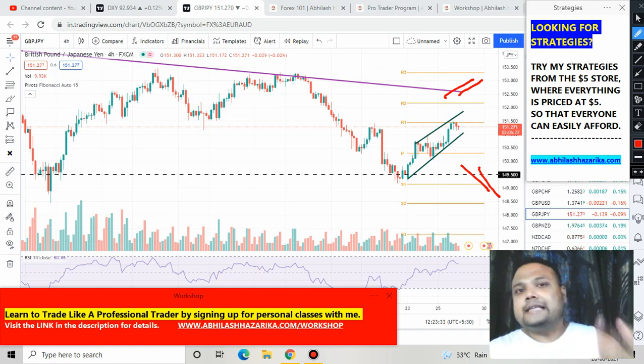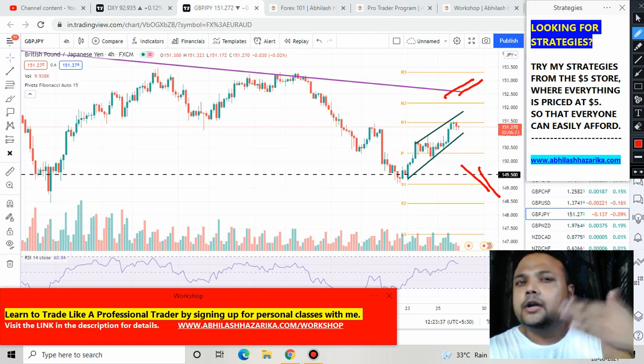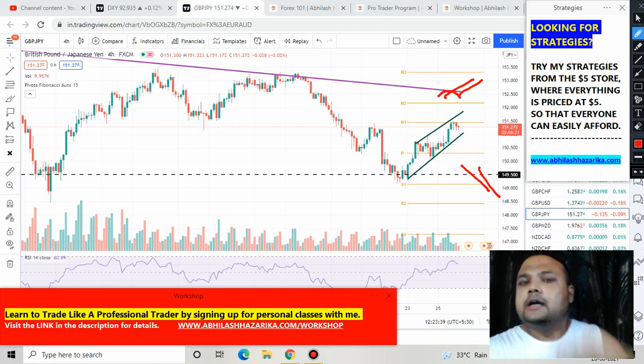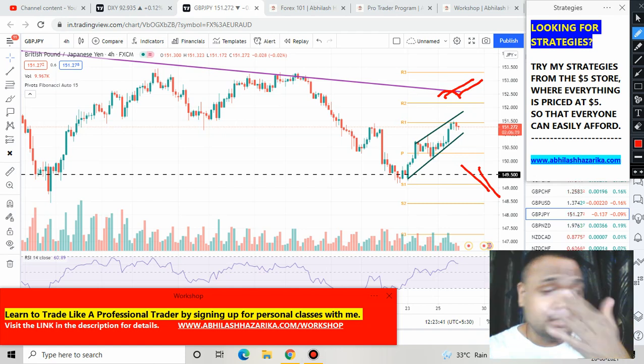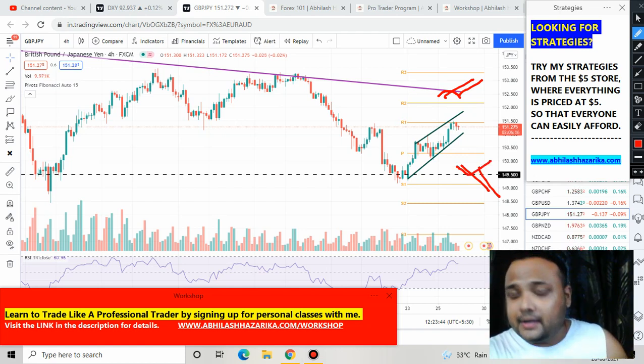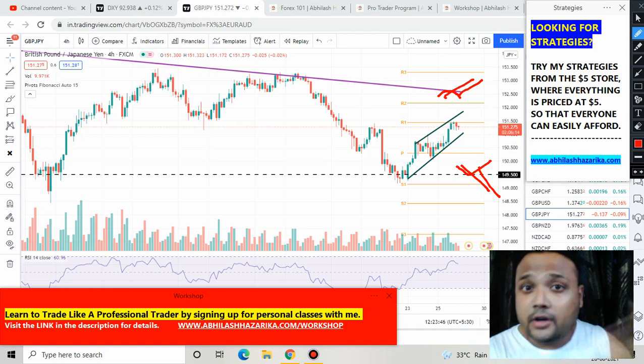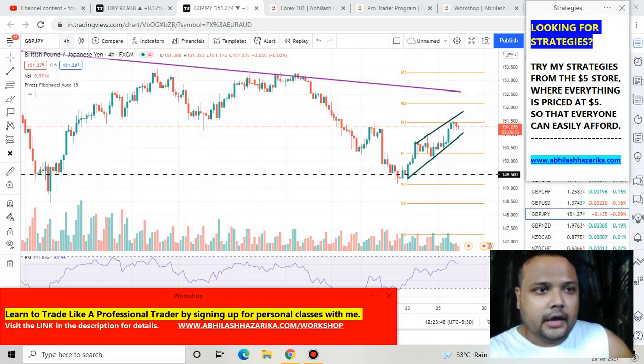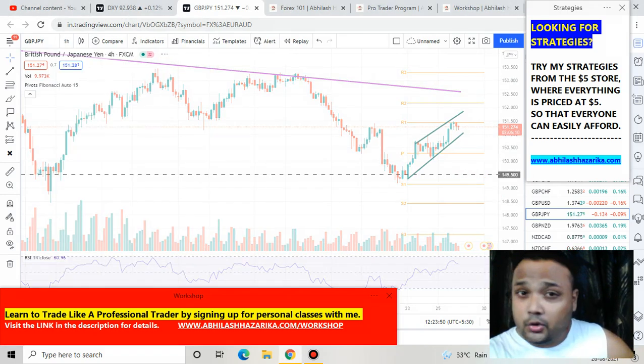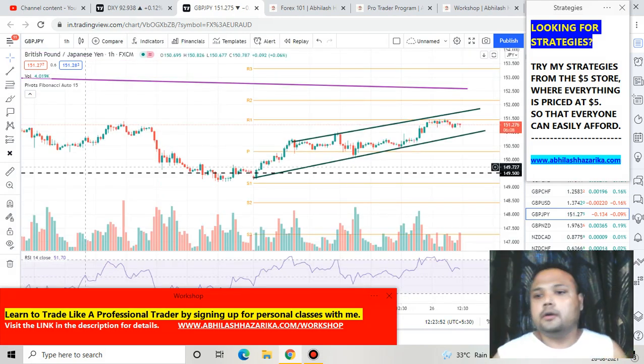So see, yes, in the future, tomorrow, day after tomorrow, in the coming week, whenever you get the opportunity to short the market here, definitely you can short the market at the resistance. You can definitely go for a buy at the support. But right now we have a different opportunity. And to understand the opportunity, we need to switch to the 1 hour chart.